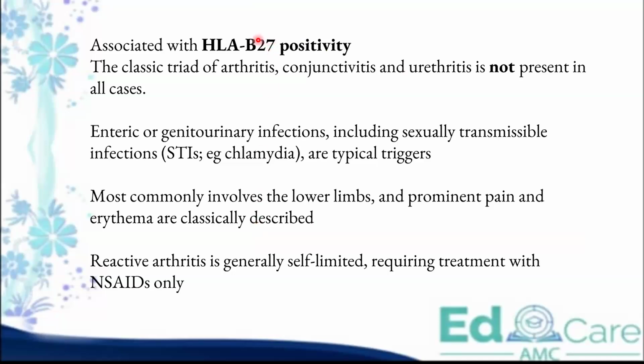So all of this was in that image. So there's HLA-B27. This is the triad, but it's not present in all cases. So remember that it does not have to have the triad always, right? So then what are the triggers? We saw it in the diagram itself. It commonly involves the lower limbs, and that is mainly the knee joint, right? And there can be erythema around the joint. So self-limiting, but you need NSAIDs as your first line, right?